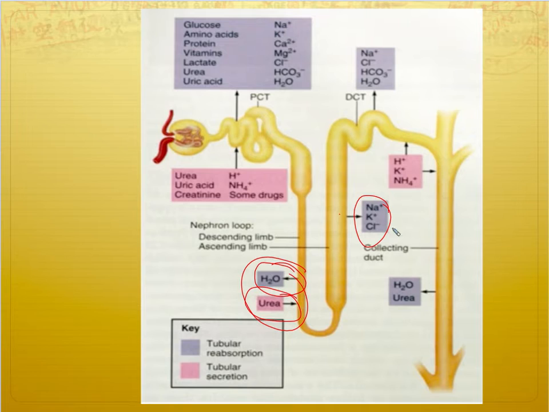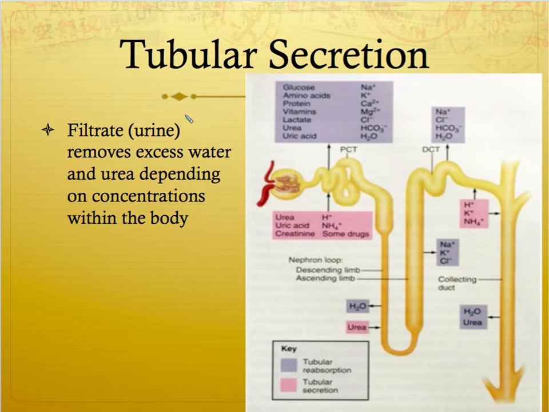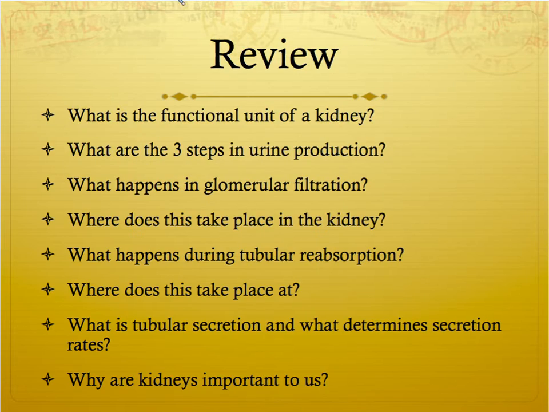Okay, and so this goes down into your collecting ducts where tubular secretion happens. So your filtrate and urine removes excess water depending on concentrations within the body. And that's what's happening here. So again, your body's taking back as much water as it needs along with urea. It's taking away those solutes, those ions, and it's forming urine.